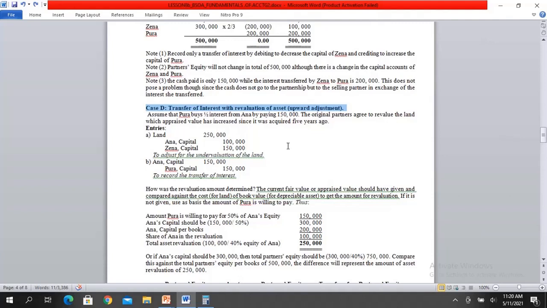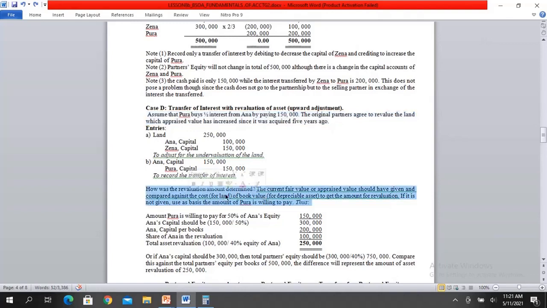So, tingnan natin. Example, assume that Pura buys interest from Ana by paying 150,000. So, the original partners agree to revalue the land with appraised value as increased since it was acquired 5 years ago. So, kung mapapansin nyo dito, hindi binigay kung magkano yung amount ng land. Diba? So, hindi binigay kung magkano yung revaluation na value ng land or kung magkano yung original na amount ng land. So, paano natin gagawin yan?